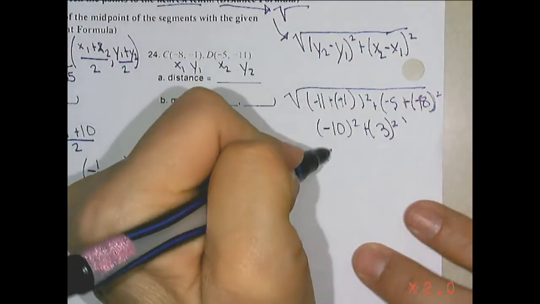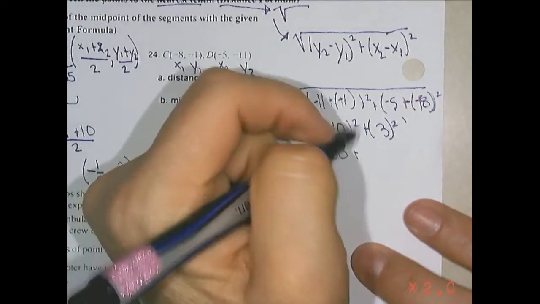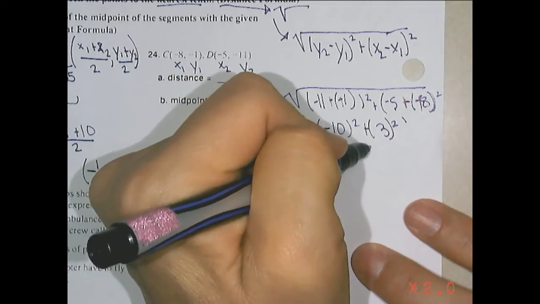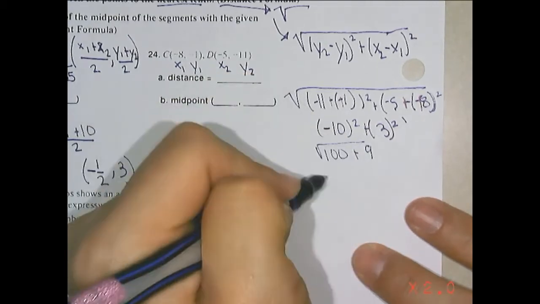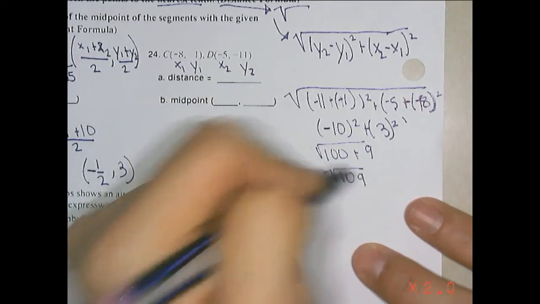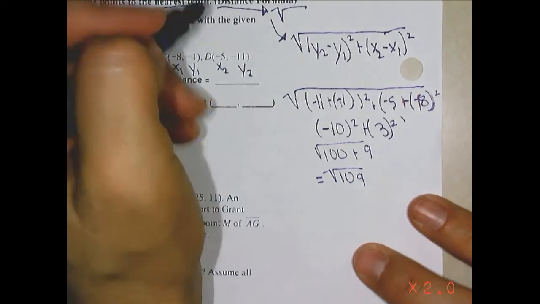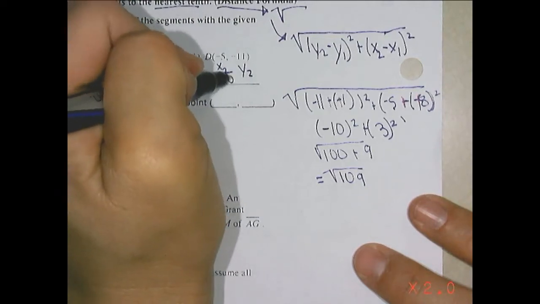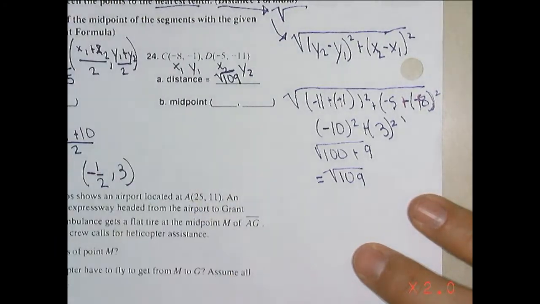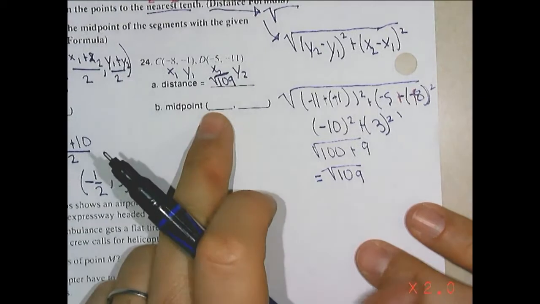Okay, 10 squared is 100. 3 squared is 9. Don't forget the square root. 109. Rad 109 would be your distance, and it's totally fine to leave it that way. Rad 109. And then we jump to our midpoint.